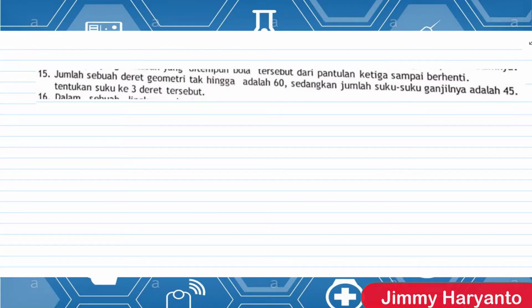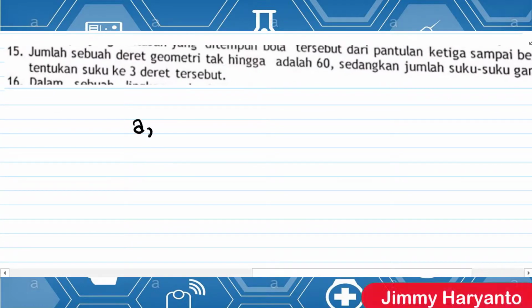The sum of an infinite geometric series is 60, while the sum of the infinite series for the odd terms is 45. Find the third term. Okay, so we have an infinite series, but we don't know the A and the R yet. But I can tell like this: the first term is A, and the second term is A times R, because this is geometric. The third term is AR square. The fourth term is AR cube. The fifth term will be AR to the power of 4, and so on.